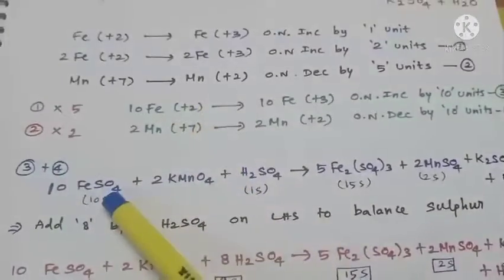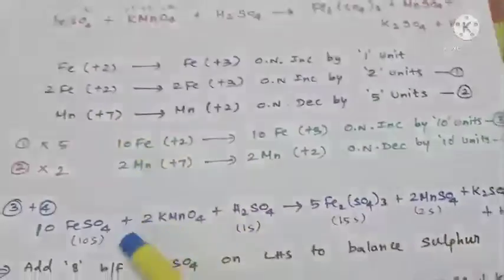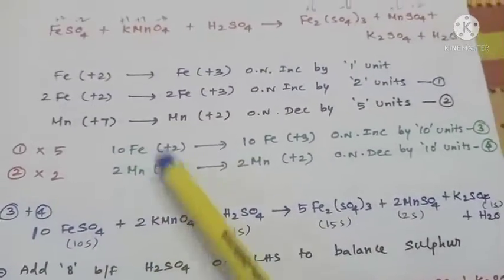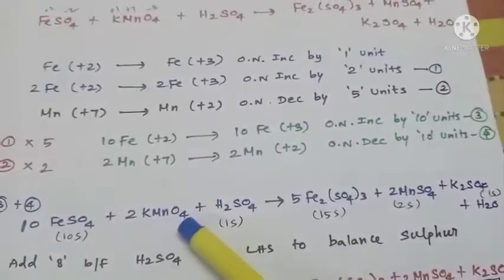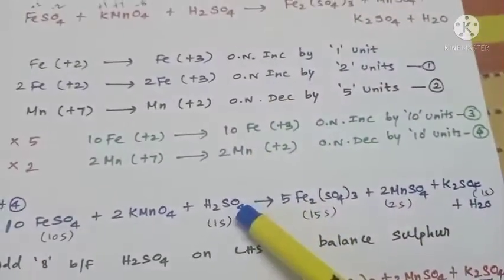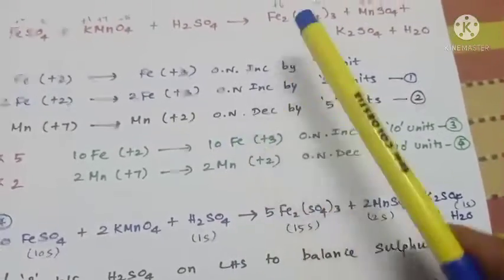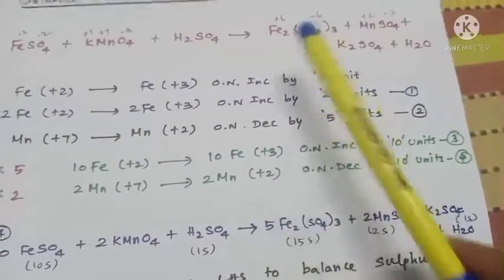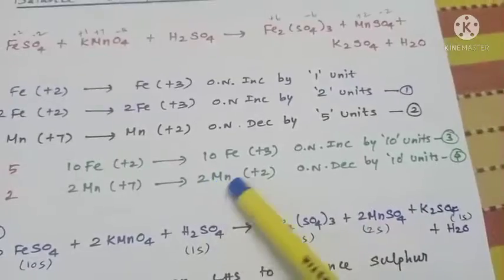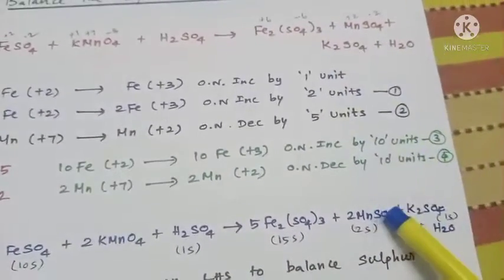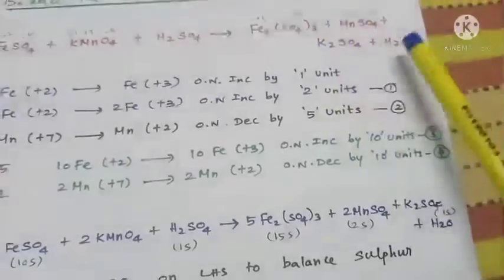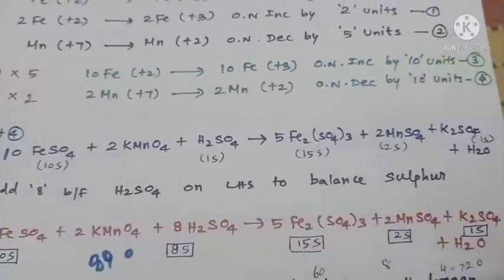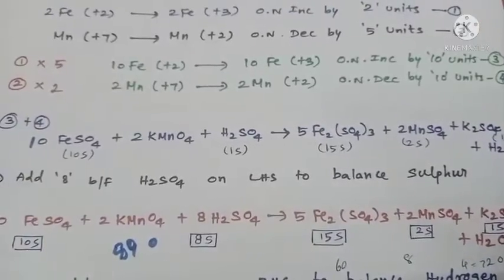Okay, right. 10 Fe, but the original formula is FeSO4, so 10 FeSO4. Then 2 Mn, KMnO4, so 2 KMnO4. The extra sulfuric acid I brought down. Plus on the right side 10 Fe, but here it is in the form of Fe2(SO4)3, isn't it? So 5 Fe2(SO4)3, 5 into 2 is 10 Fe, plus 2 MnSO4 plus extra potassium sulfate and water, I write them down. Right. Now this is the equation where the number of electrons lost and gained are equal, or the oxidation number increase and decrease are equal, isn't it?